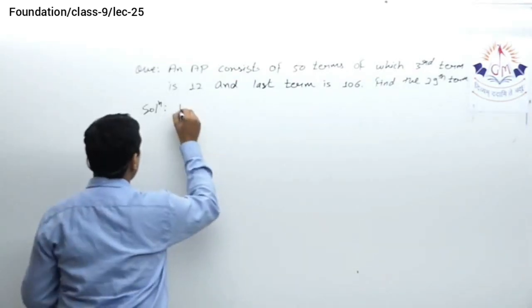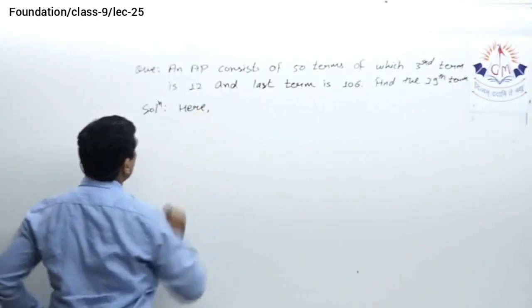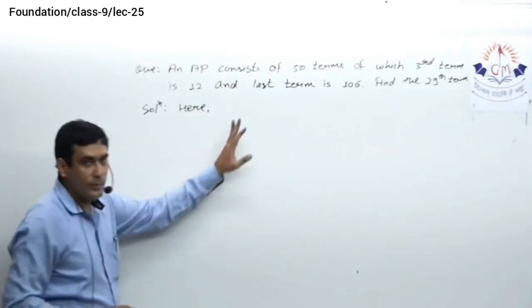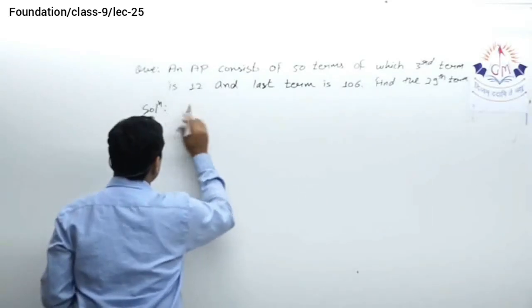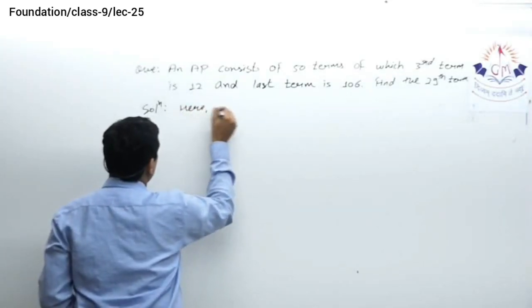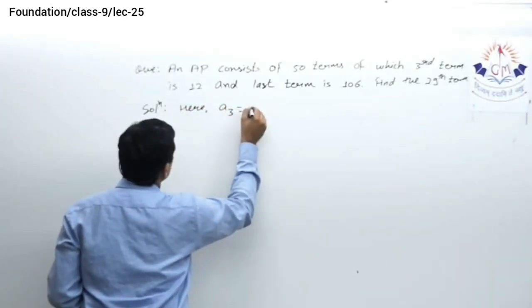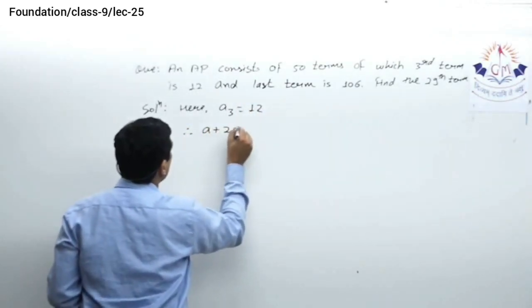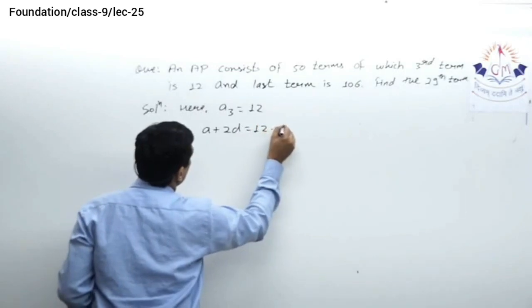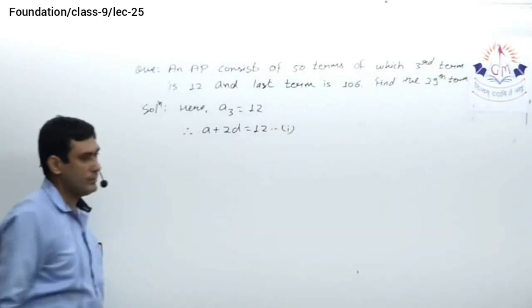Okay, so here by default I'm assuming A is the first term and D is the common difference. So here A3 is equal to 12. Therefore A plus 2D is equal to 12. Okay, this is the first equation.